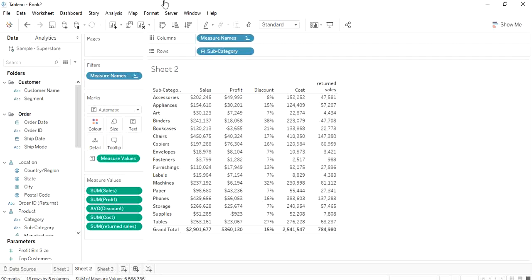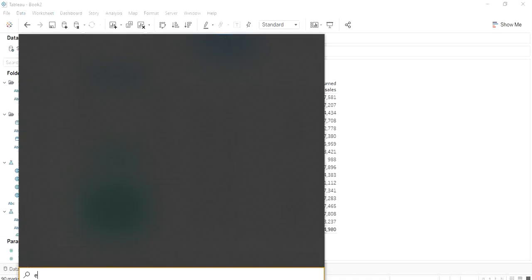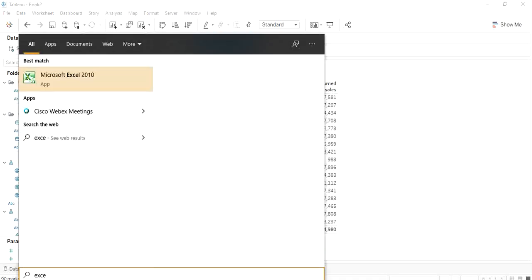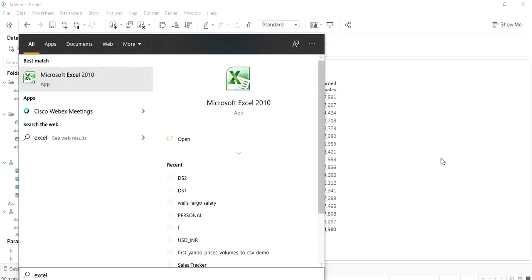Now I'm just going to postmortem the data. See, this is the sales I did. This is the profit I'm making, and this is the discount I offered on my sales. This was the cost, and this was the return. So let me open an Excel sheet and do some manual validations of this data. Then we'll see what is actually going on behind the scenes.